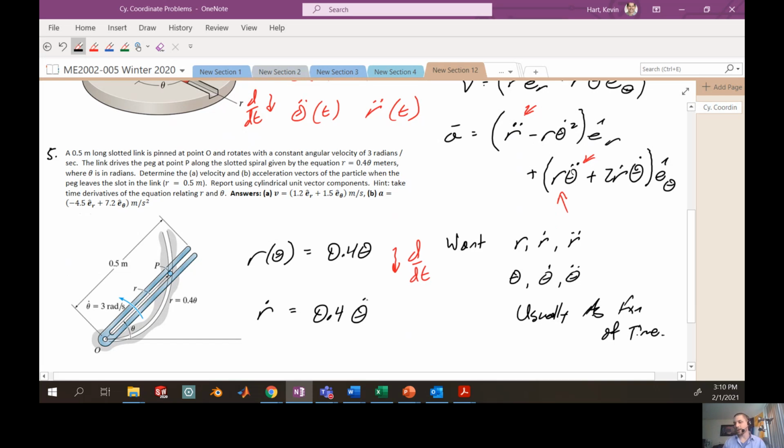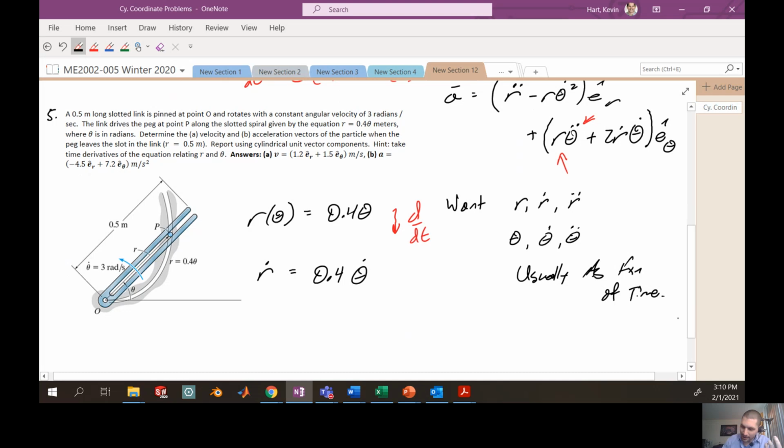Right? So here now we have a relationship between how fast this thing is moving velocity-wise away from the origin, and how fast this coordinate system is rotating. Remember, this is your angular velocity theta dot. And you can even go one more derivative here, where you have r double dot equal to 0.4 theta double dot. It's just direct time derivatives. Now, this is pretty simplistic, where you just have a linear relationship between one and the other.